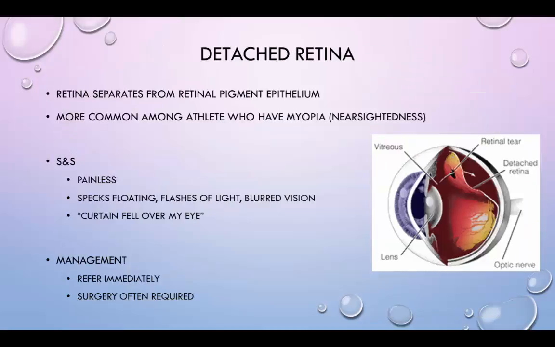The retina may separate from the retinal pigmented epithelium, resulting in a detached retina. This is more common among athletes who have myopia or nearsightedness. This is a difficult injury to diagnose as there are few signs and symptoms and it could be painless. The biggest complaint after detached retina are floating specks, flashes of light, and blurred vision. An athlete might describe it as a curtain fell over their eye or they lost certain parts of vision. A detached retina is a very serious concern and should be immediately referred, as surgery is often required to weld the retina back on the eye.